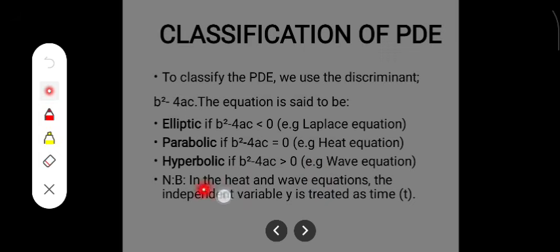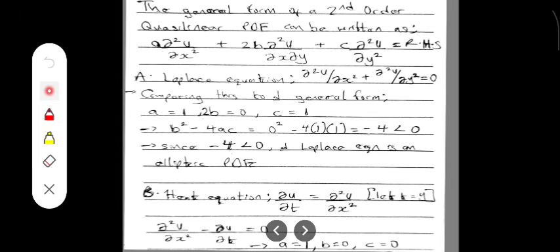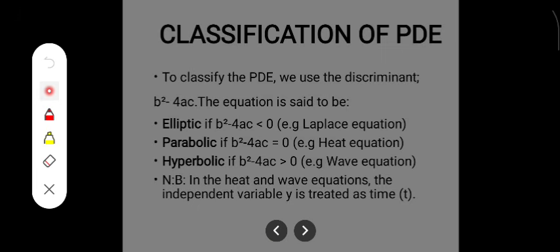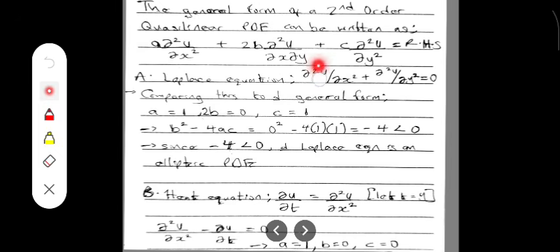Note, in the heat and wave equations, the independent variable y is treated as time, t. The general form of the second order quasi-linear PDE can be written as, so I wrote it out again. Now, we want to confirm if the Laplace equation is actually elliptic. So writing out the Laplace equation, we have del square u over del s square plus del square u over del y square equals 0.